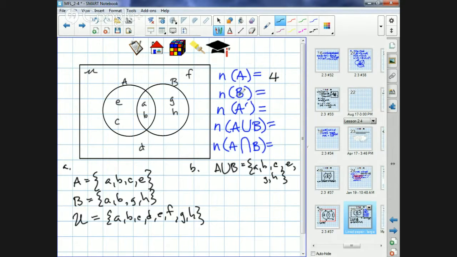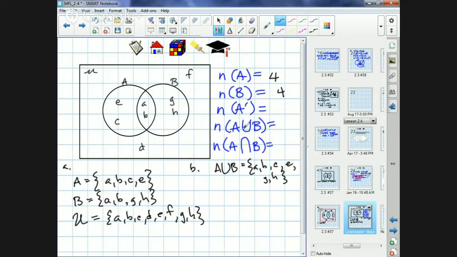4. Yep. What's the number of elements in set B? The number of elements in set B is also 4. That's A, B, G, and H. Now, be a little bit careful. What's the number of elements in A complement? The number of elements not in A is 4. That would be D, G, H, and F.